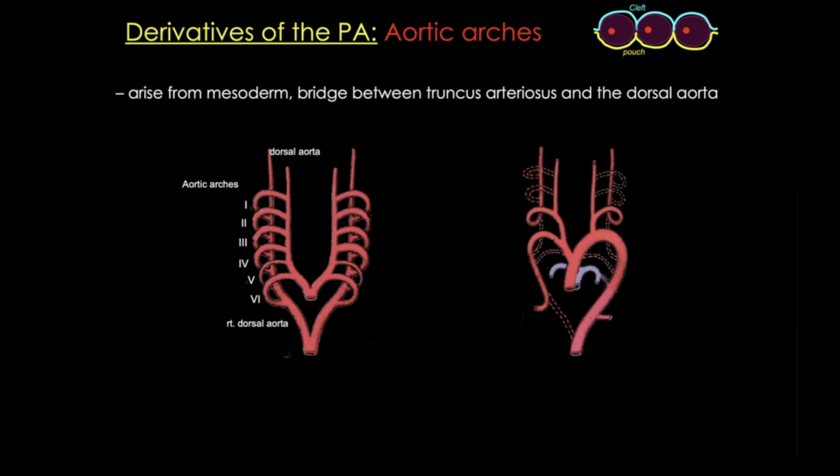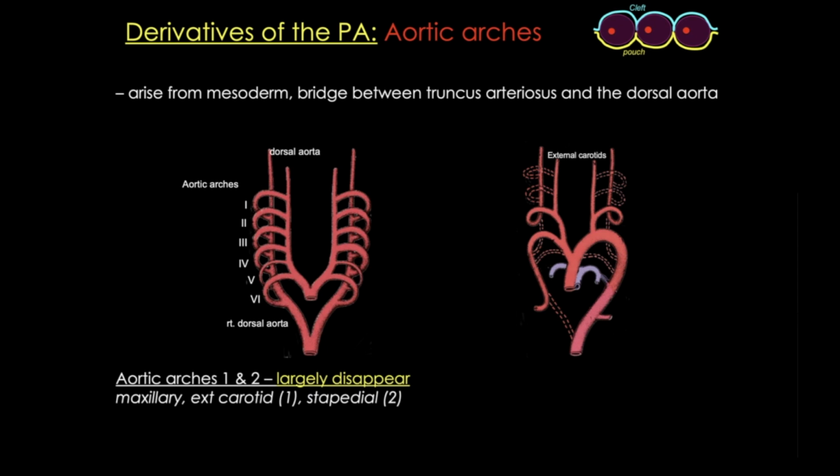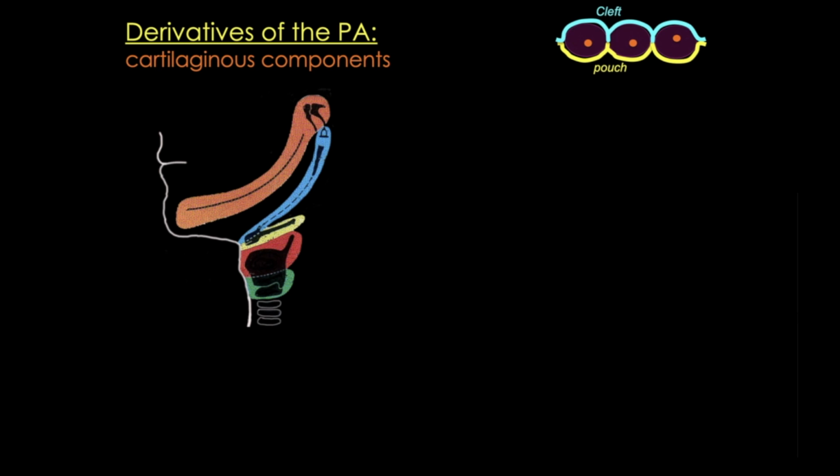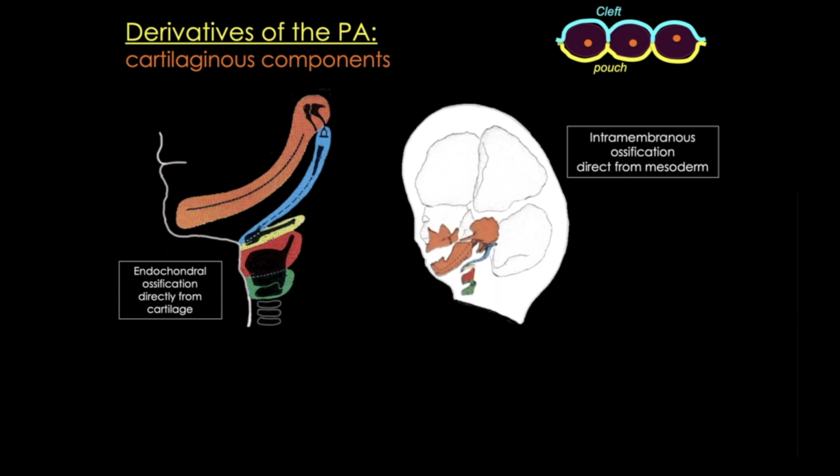Now aortic arches 3 and 4 and 6 will remodel, and they will give rise to the common and internal carotids, the aortic, subclavian, and pulmonary arteries. Now what about the cartilaginous components? Well, this cartoon outlines the major derivatives of that cartilaginous rod, and they're color-coded for each arch. Recall that bone derived from cartilage does so via endochondral ossification, and other facial bones will also develop around that cartilage by intramembranous ossification.